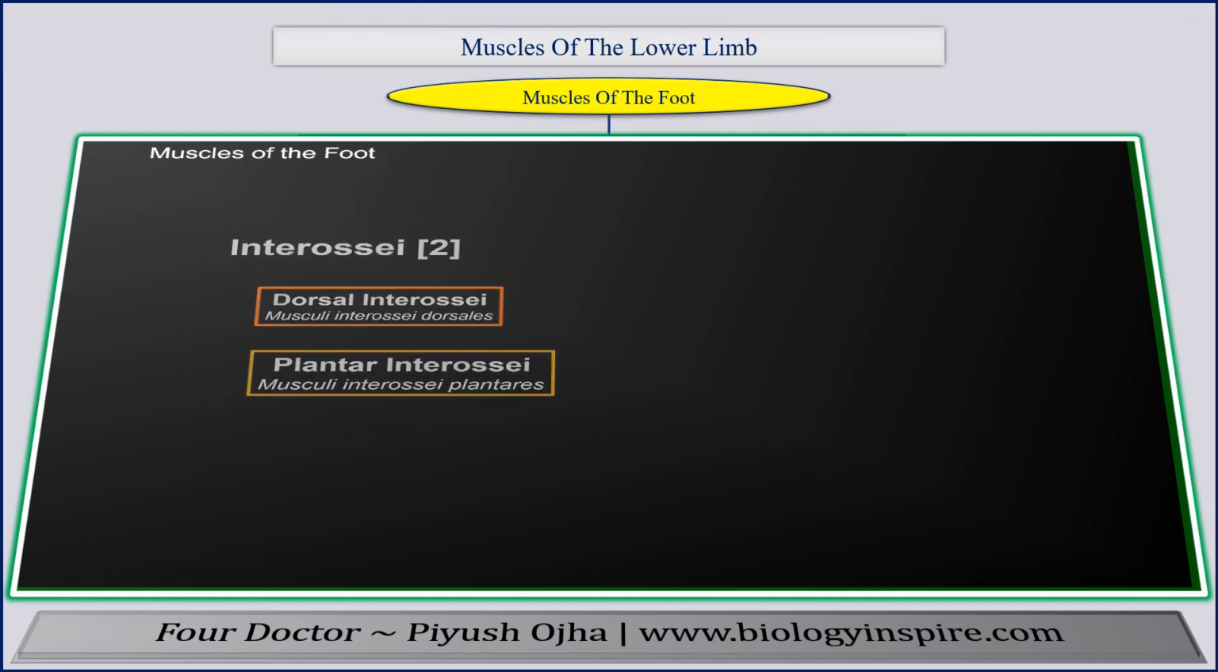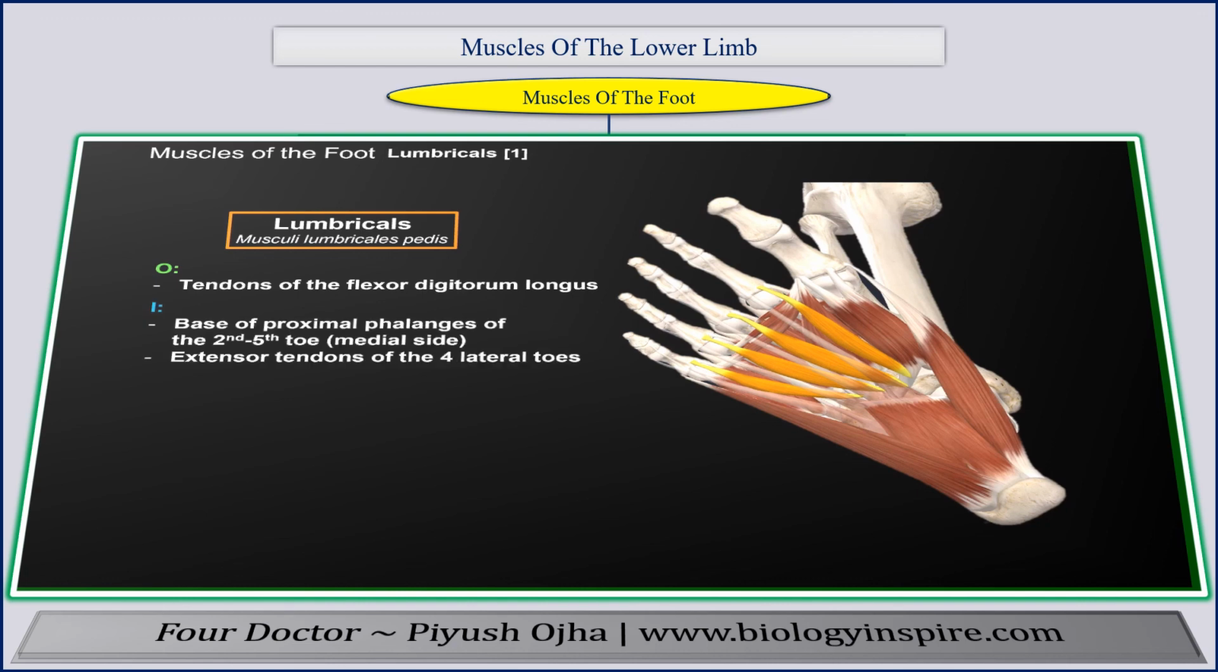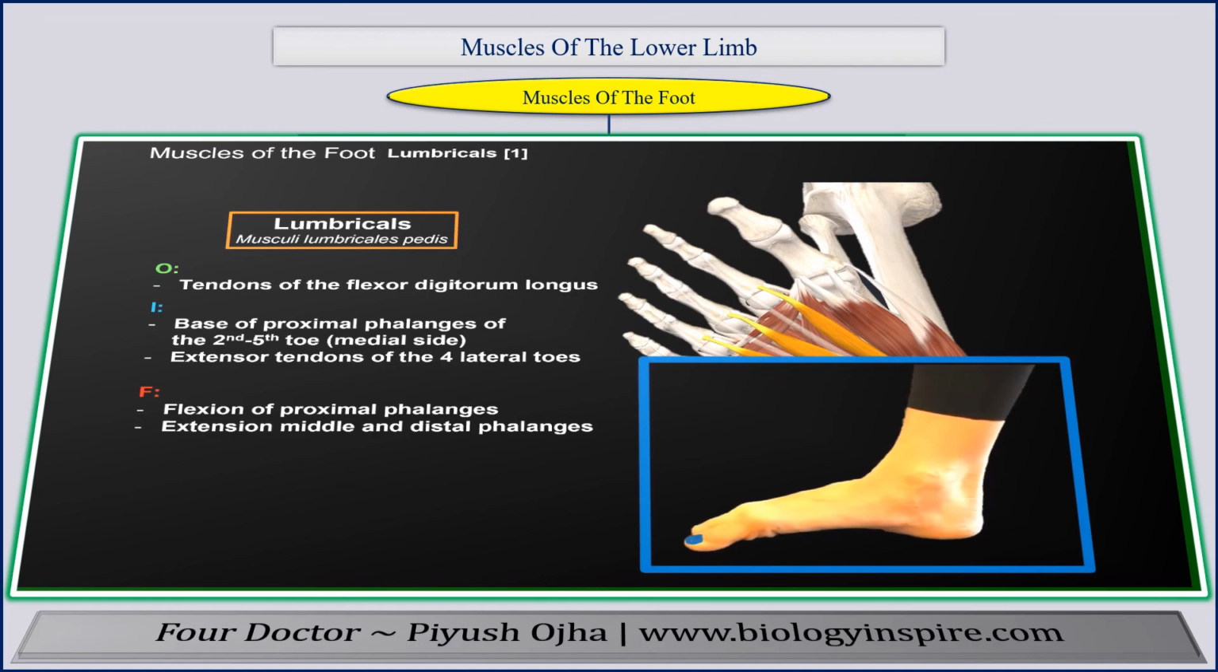Then we have a system of muscles called the lumbricals, which are here. These are 4 muscles that correspond to the 2nd to the 5th toes. They all originate from the tendons of the flexor digitorum longus, and they insert at the base of the proximal phalanges of the 2nd to the 5th toes on the medial side, and they also insert at the extensor tendons of the 4 lateral toes. The lumbricals are actually a very practical muscle to have, because they give our toes the possibility to flex the proximal phalanges.